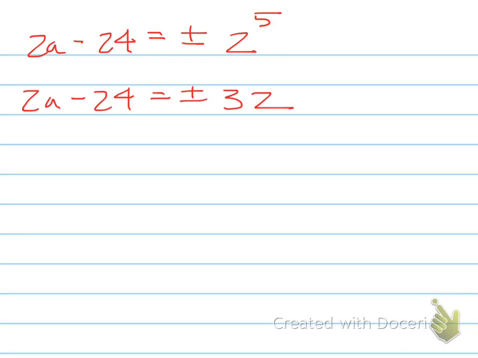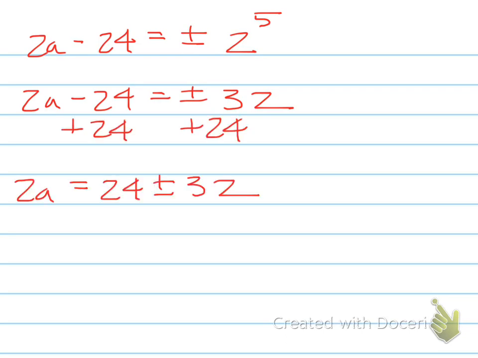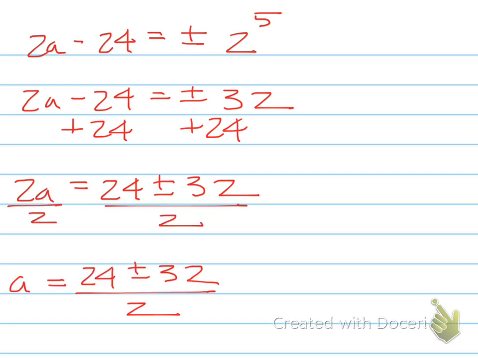2 to the 5th power is just 32. So once we add 24 to both sides, we get 2a equals 24 plus and minus 32. Divide both sides by 2. A equals 24 plus 32 over 2 and 24 minus 32 over 2. The 24 minus 32 over 2 is -4. 24 plus 32 over 2 is 28.